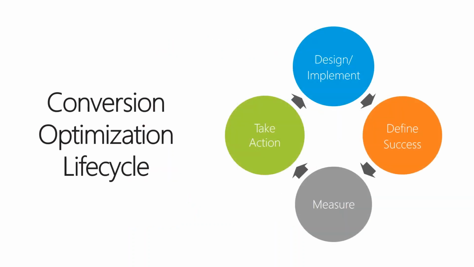So what we lean on to improve those things is the conversion optimization lifecycle. And really, it's exactly what it sounds like. It is a circle of actions that help us overall improve what the experience is. So that goes from design and implementation, defining success, measuring that success, and then using that information to take action. So let's look at those steps a little bit deeper.